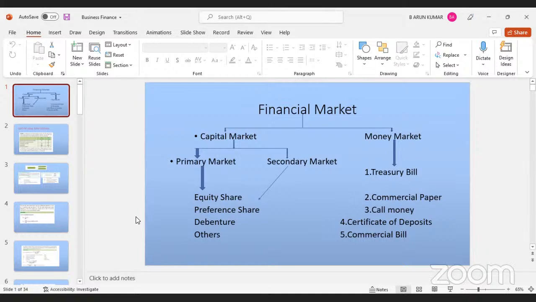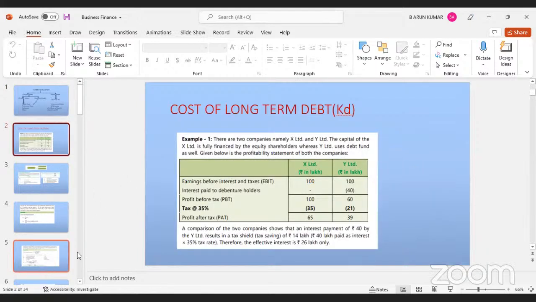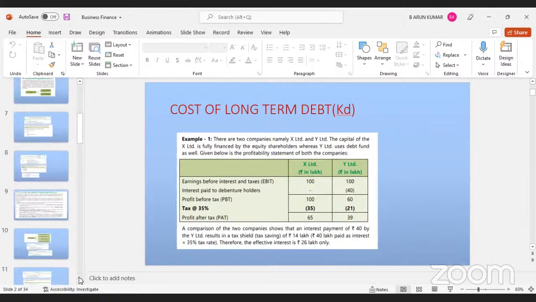In financial decisions, we have two units: one is cost of capital, the second is capital structure. Up to the last class, I explained the cost of capital unit, and today I am discussing the capital structure.